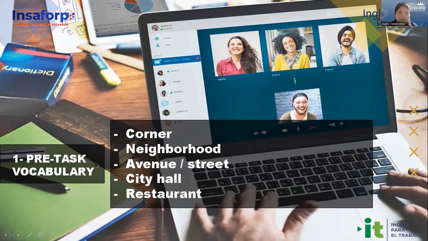We have some activities. We have some vocabulary that we're going to be checking in today's class, like corner, neighborhood, avenue, street, city hall, and restaurant. We're going to be using this vocabulary later on because you're going to try to give some descriptions. Let's repeat it once more: corner, neighborhood, avenue, street, city hall, and restaurant.